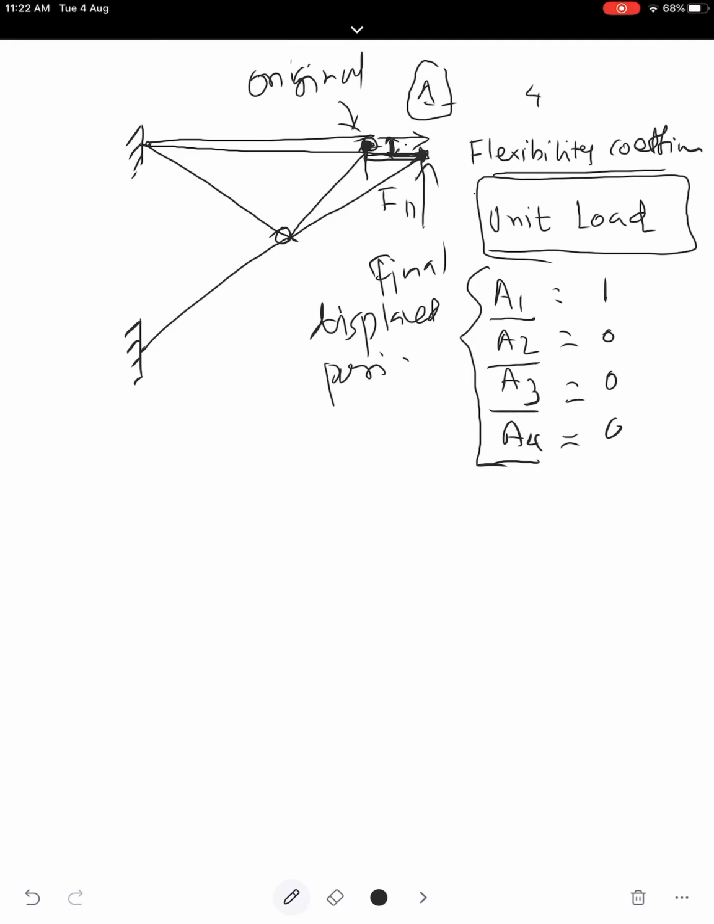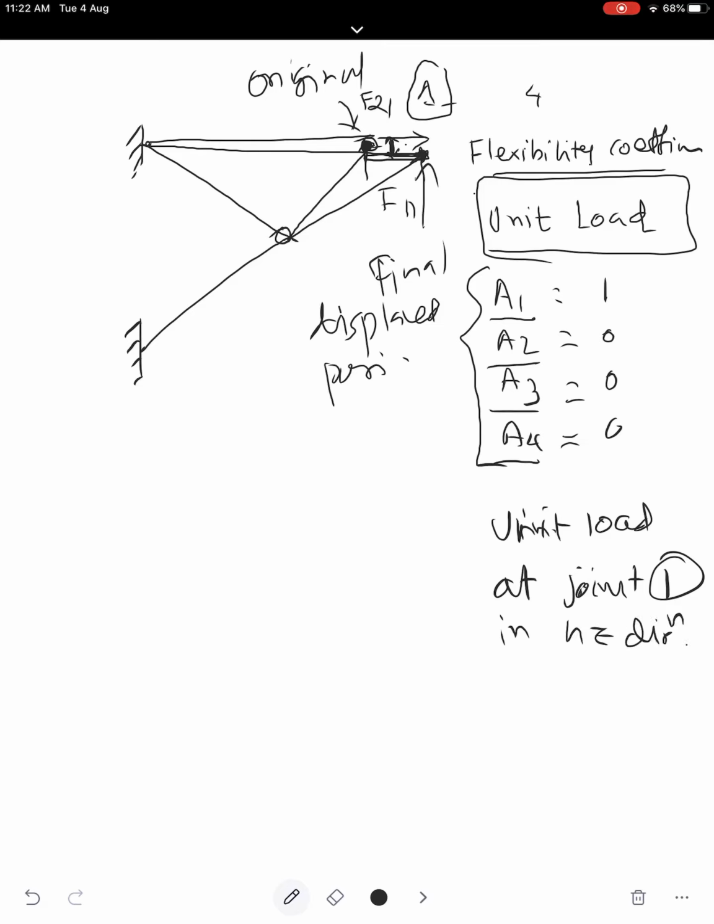And vertical translation, let us call F21, because we have applied unit load at joint 1 in horizontal direction, that is A1 is equal to 1. And that numbering, horizontal direction load, A1 is equal to 1, I can name it 1, in the horizontal direction. So this becomes F11, F21.